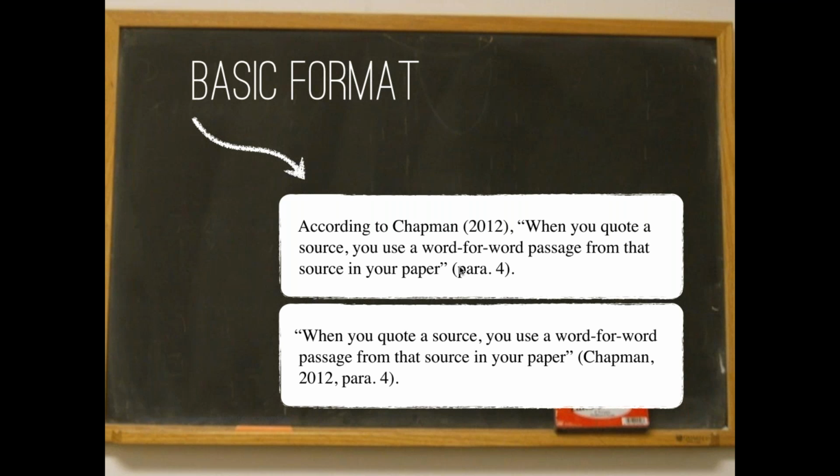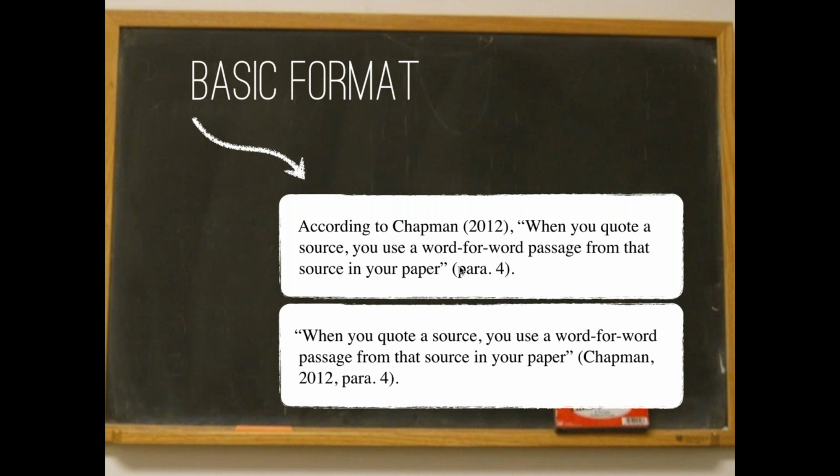When we put the author's name in the sentence like this, it's called a signal phrase. So we've used according to Chapman, but you could also say something like Chapman (2012) states, right? When you quote, blah, blah, blah. So it's just when you actually embed the author and the year of publication into the sentence with the quote. That's called a signal phrase. Or you can also do what we call a parenthetical, which is our second example.